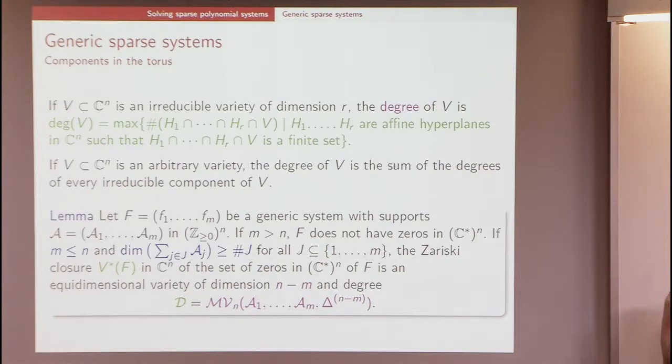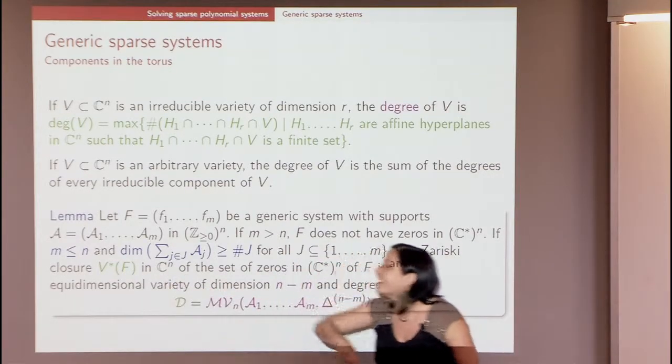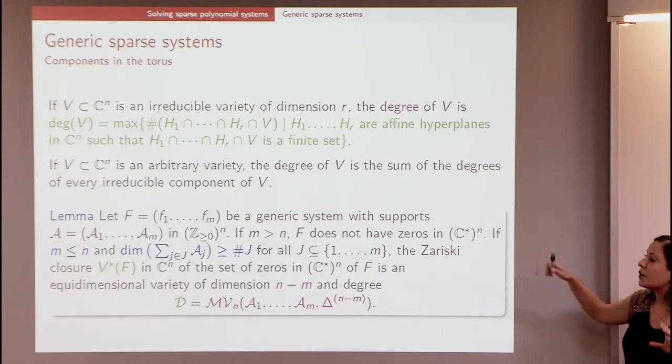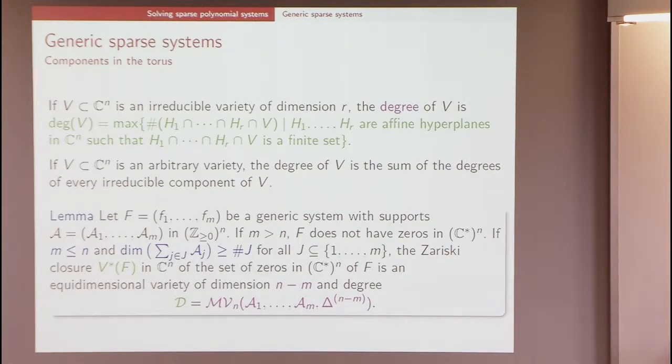I'm going to use this notation a lot. I'm going to call this way the variety defined by the union of every irreducible component of the variety defined by a system F that has at least one point with all non-zero coordinates. That is the same thing as the Zariski closure of the set of all zeros of the system with all non-zero coordinates.